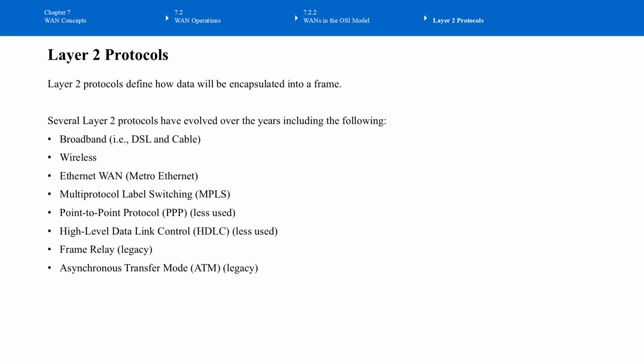Layer 2 protocols define how data will be encapsulated into a frame. Several Layer 2 protocols have evolved over the years, including the following: broadband, wireless, Ethernet WAN, multi-protocol label switching, point-to-point protocol, high-level data link control, frame relay, and asynchronous transfer mode.